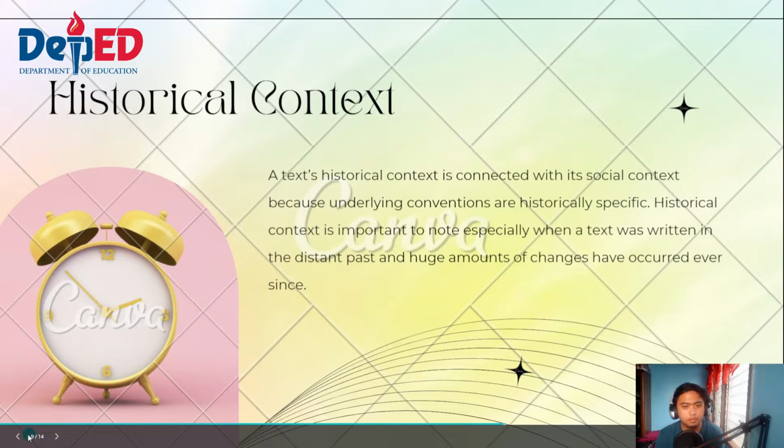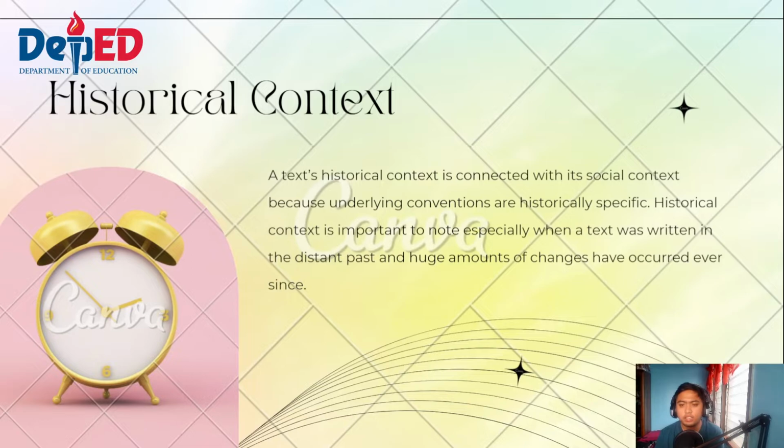And then we have historical context. Text historical context is connected with its social context because underlying conventions are historically specific. So historical context is important to note, especially when a text was written in a distant past and a huge amount of changes have occurred ever since. So if we're reading literature that was made, let's say in the 80s or 70s, we need to understand what is happening during that time. We need to study the time.